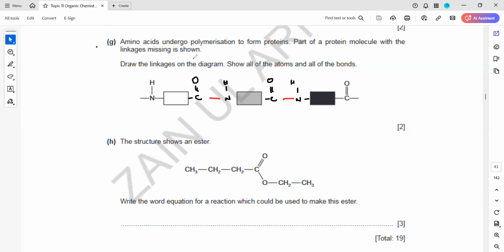So this is because when amino acids form a protein, the linkage which is present is an amide or a peptide linkage, which is C double bonded with O and N. This is the linkage present between the two molecules. So we just add that.